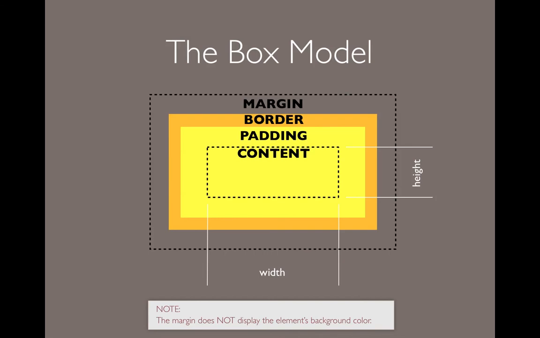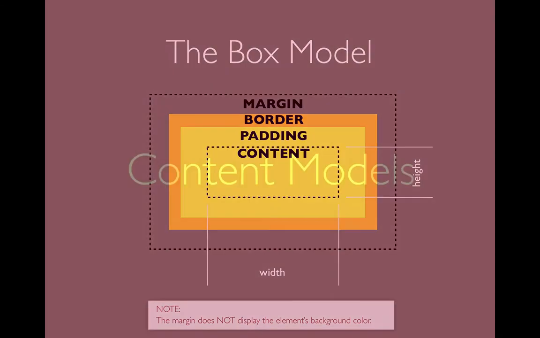So if you have a paragraph, you've given a width and height of 100 pixels by 100 pixels, and you add a 1 pixel border onto it, you would all of a sudden have a box that is 102 pixels by 102 pixels. There's a border on top and bottom, a border on left and right, and it all adds up to 102. Just remember, the margin does not display the element's background color, so it's kind of an invisible, safe area that you can declare around any element. So that's the box model.